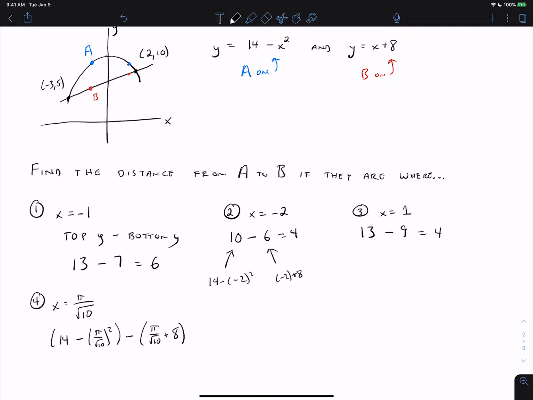Okay, and so the 5th problem is, let's say, find the distance from A to B if they are, instead of where, at any point between the intersections.